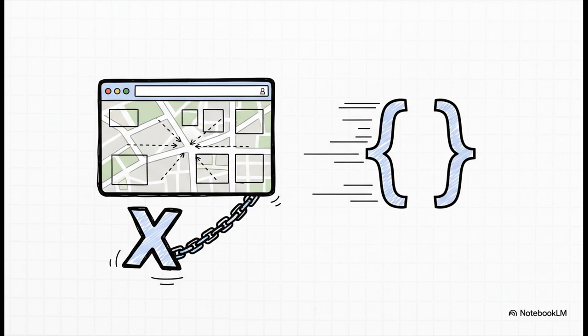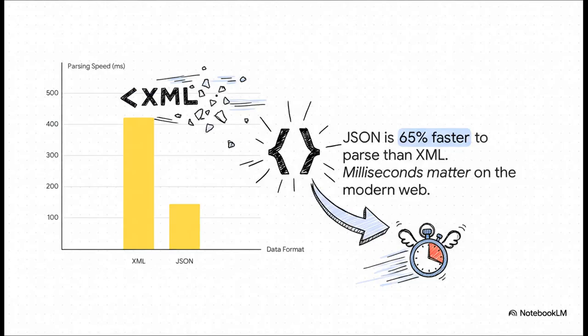They needed something better. And honestly, the data speaks for itself. Parsing, which is just a fancy word for how long it takes a computer to read and understand the data, is a huge deal. And JSON is just dramatically faster. Why? Because its simple structure means there's way less work for the computer to do. In a world where a fraction of a second of delay can make someone leave your site, that speed difference isn't just a nice-to-have, it's a total game changer. It means a faster, smoother experience for you.